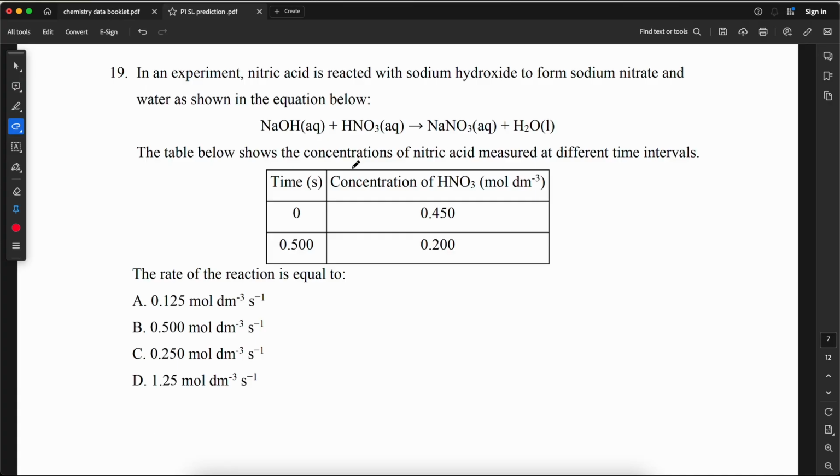In experiment, nitric acid is reacted with sodium hydroxide to form sodium nitrate and water. The table below showed the concentration of nitric acid measured at different time intervals. The rate of the reaction is equal to delta concentration divided by delta time, which is 0.2 minus 0.45 divided by 0.5 minus 0, which is 0.5.